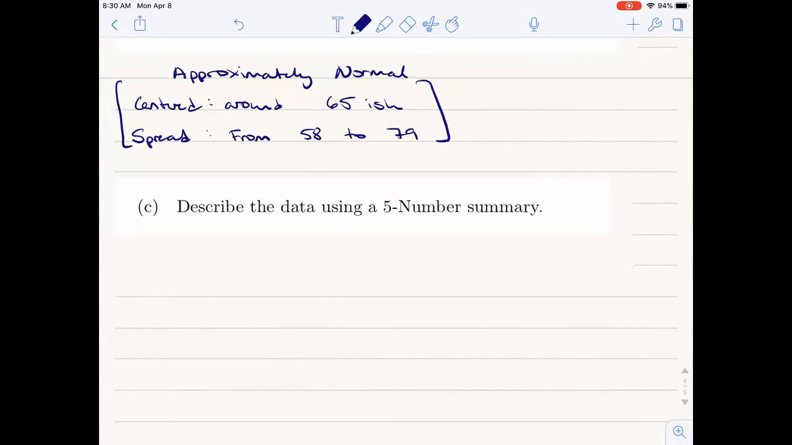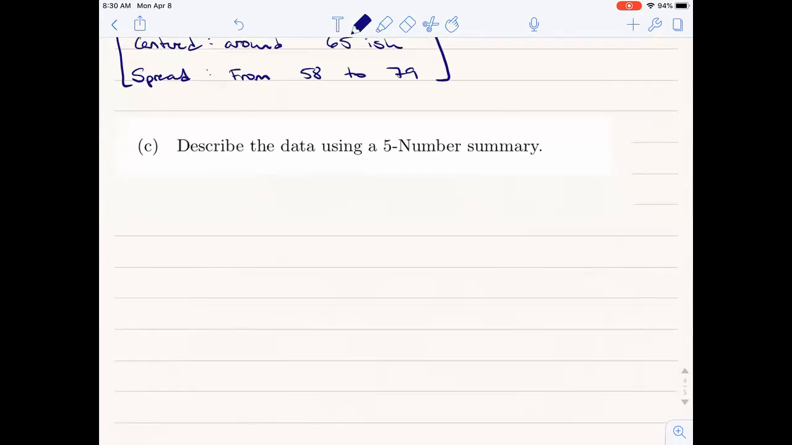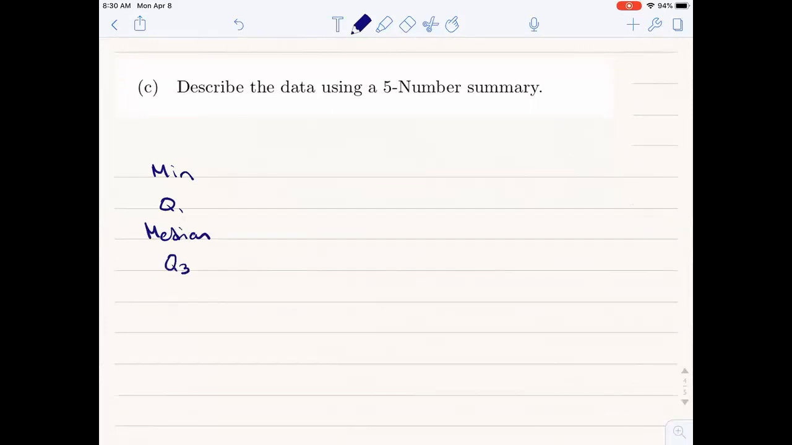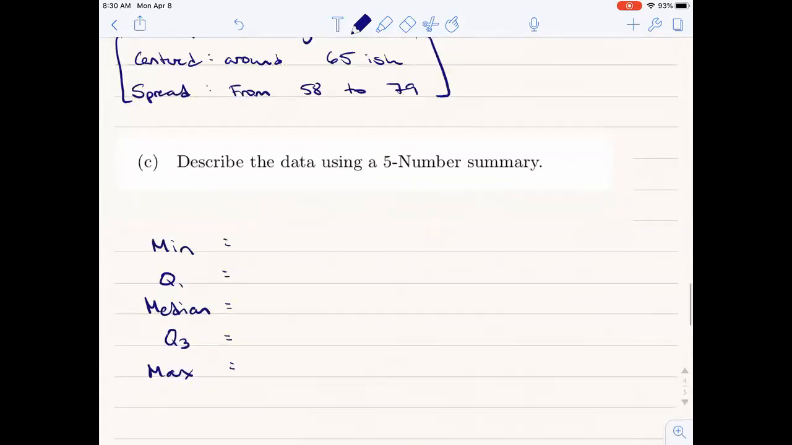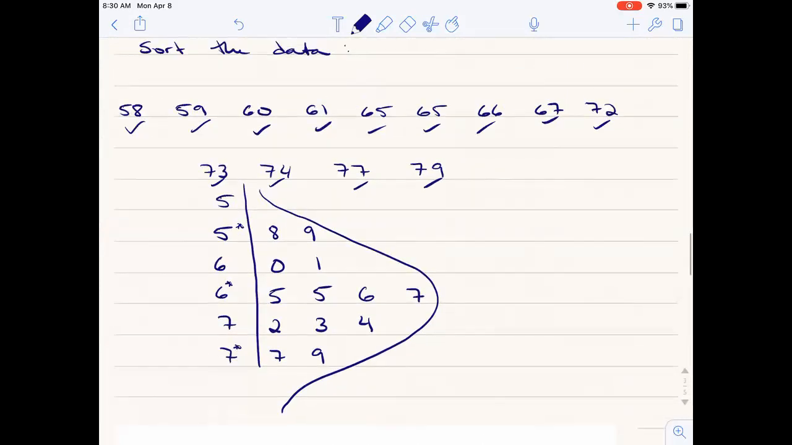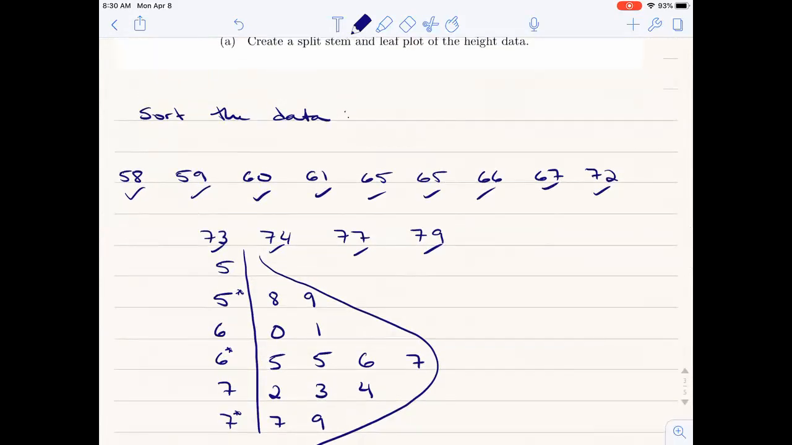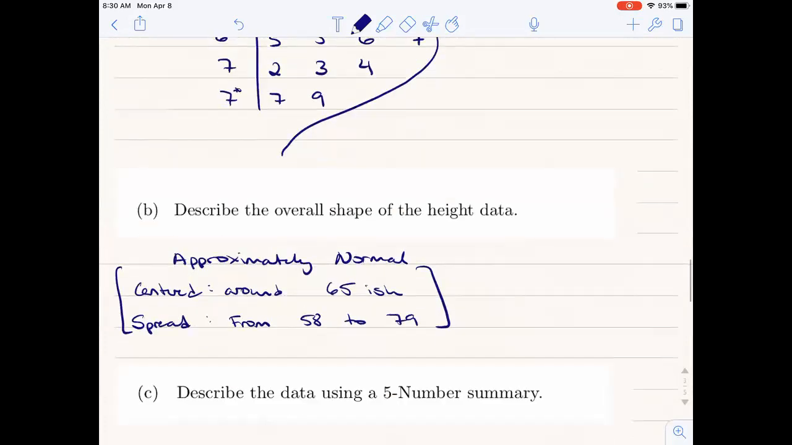Part C, describe the data using a 5-number summary. Remember, a 5-number summary is the minimum, Q1, the median, Q3, and then the maximum. The minimum and the maximum, we've already sorted our data, so that's easy enough: 58 and 79.